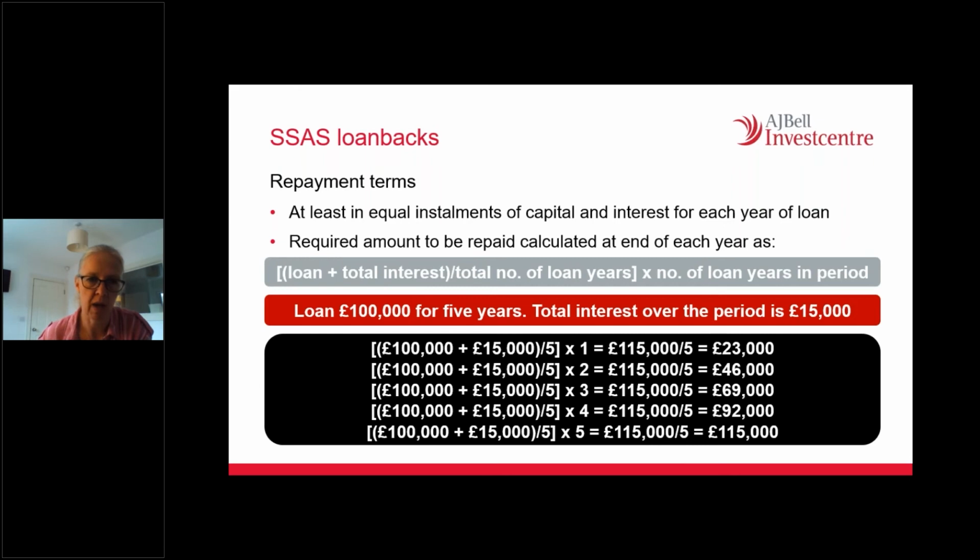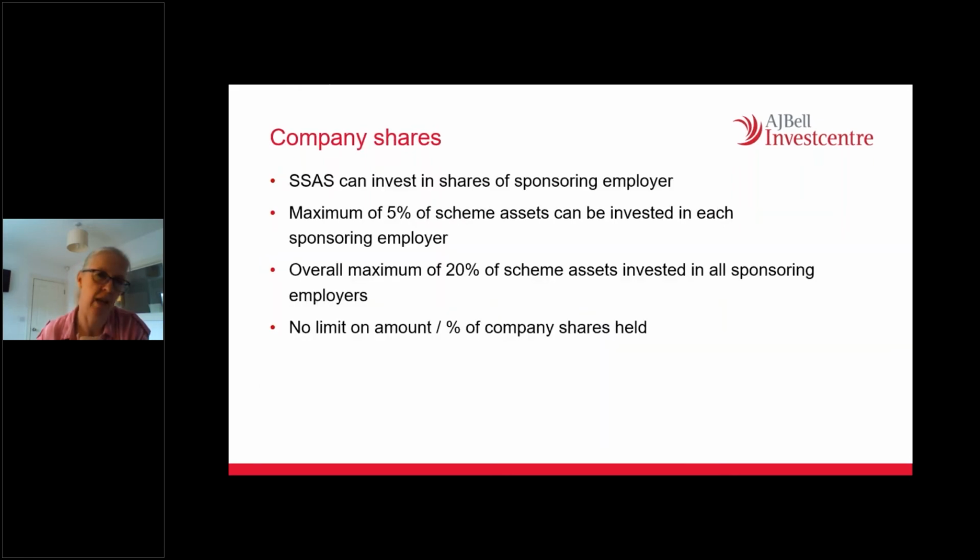Right, so that's your requirements for loanbacks. The other investment that you may have heard about, or is talked about sometimes, that a SSAS can do that a SIPP can't, revolves around company shares. So the rules state that a SSAS can invest in shares of a sponsoring employer. It's allowed to use a maximum of 5% of its scheme assets to be invested in each sponsoring employer.